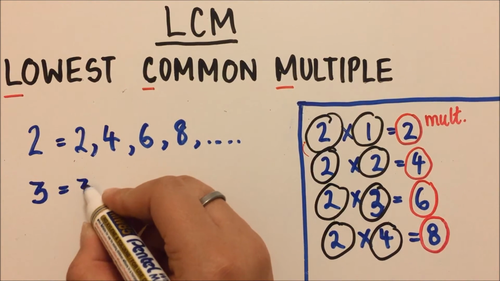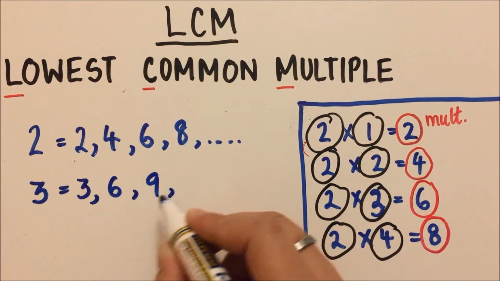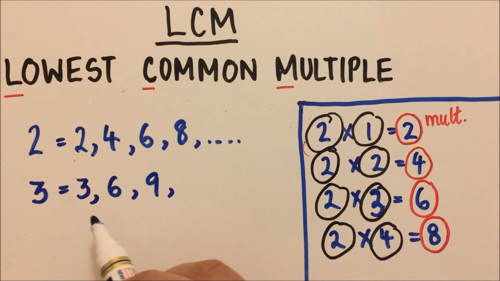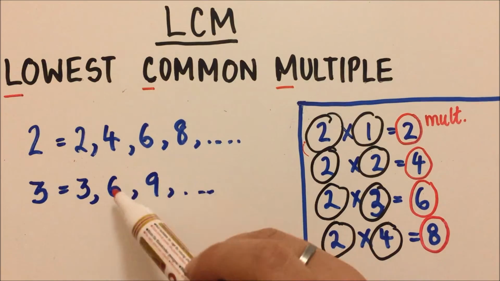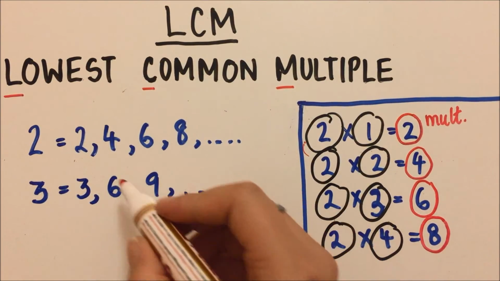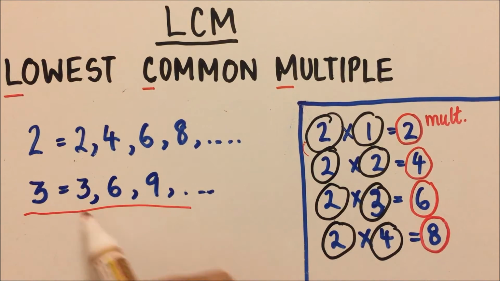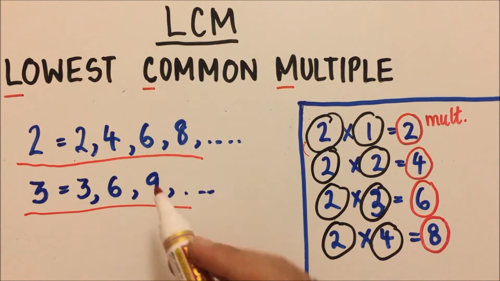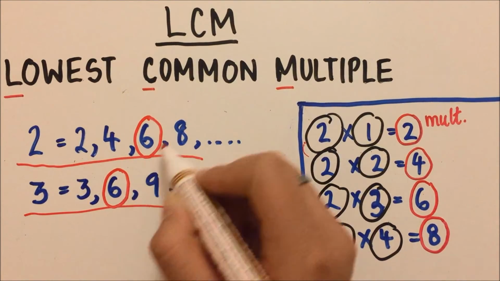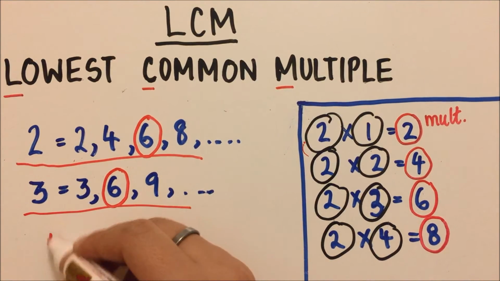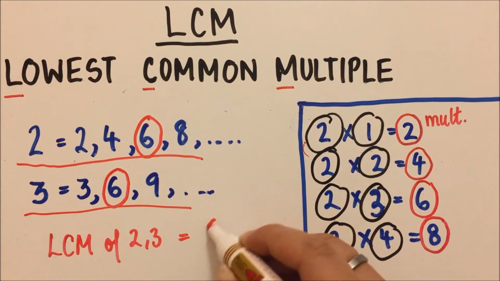So 3 times 1 is 3, 3 times 2 is 6, 3 times 3 is 9, and I think we can stop here. Now, why do I think we can stop here? We can stop here because we've found a common multiple. 6 is a common multiple because it's in this list and it's also in this list. And we can clearly see it's the lowest common multiple. Therefore, LCM of 2 and 3 is 6.